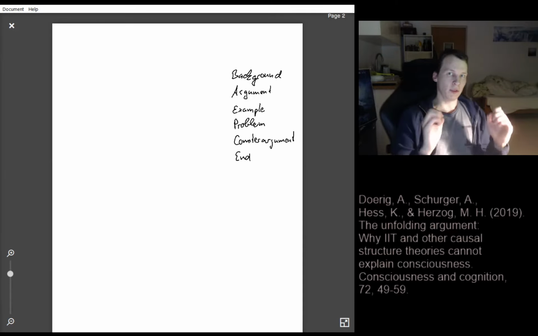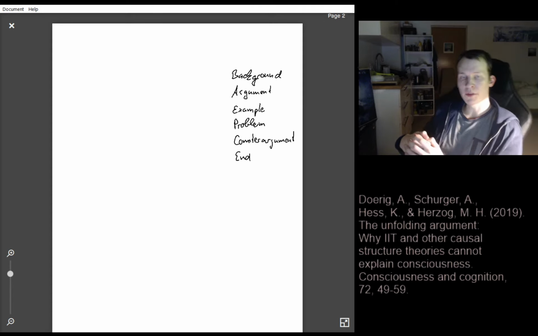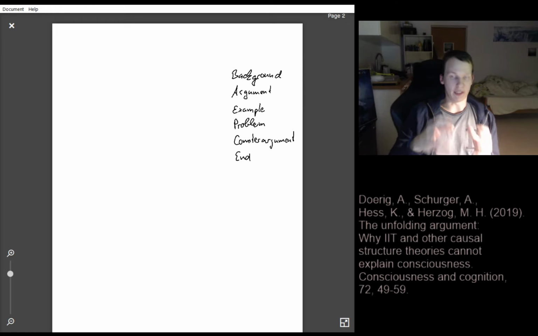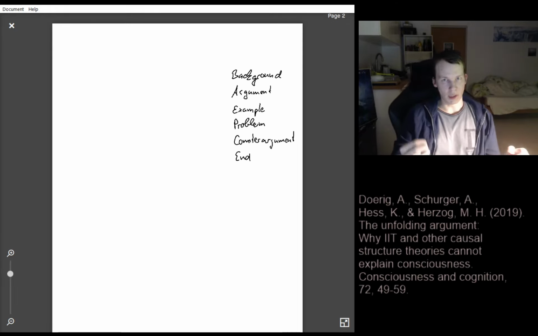I want to talk about the unfolding argument. It's been put forward by Döring and colleagues, and it is about how do we define and identify consciousness. For example, if you have an animal or a robot, how do you know whether this entity is conscious or not?